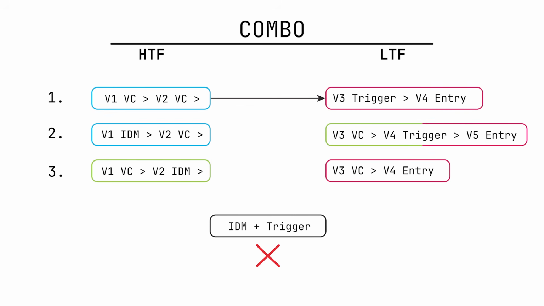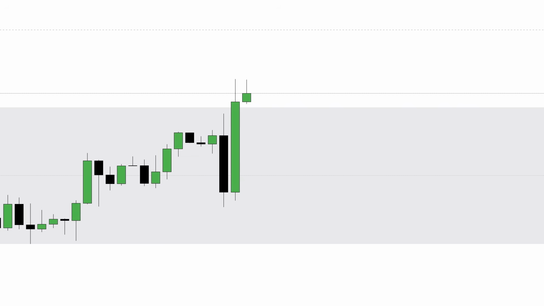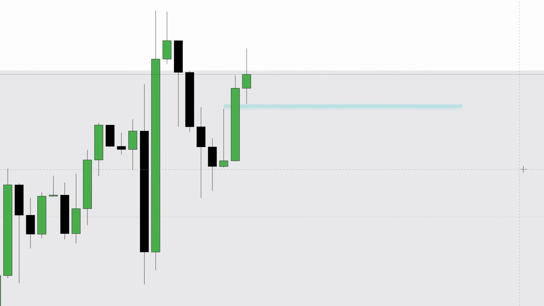First example, HTF1, LTF1. The first thing we need to receive is V1 volume confirmation greater than V2 volume confirmation. On the one-day chart, the price forms a bullish order block zone, which can be considered variable 1. Now, to receive variable 2, we need to wait for a test and volume confirmation on the 4-hour chart. We switch to the 4-hour chart and see that the price forms a bullish fair value gap, which can be considered variable 2.